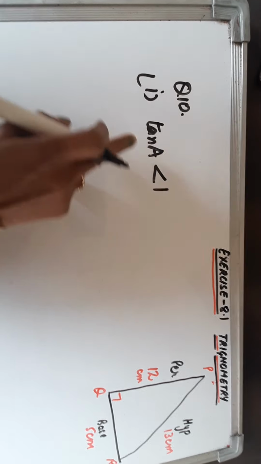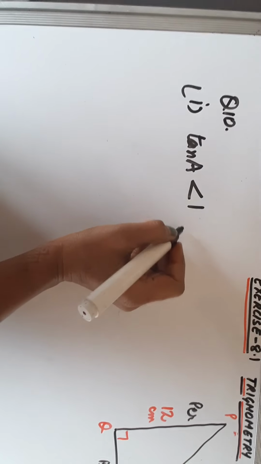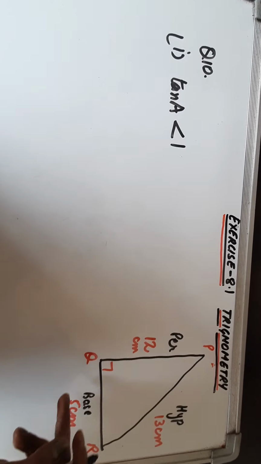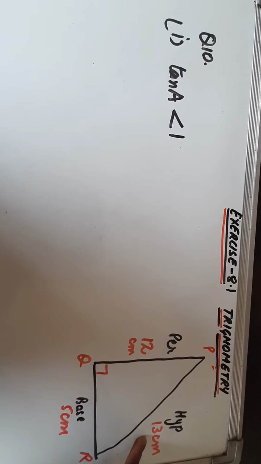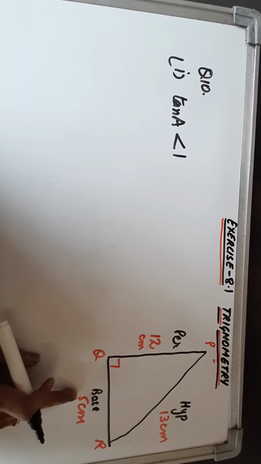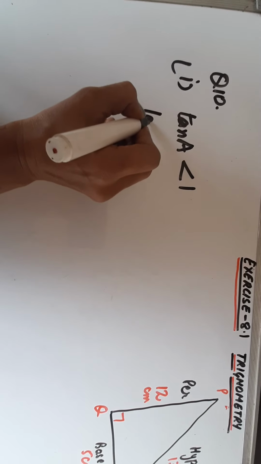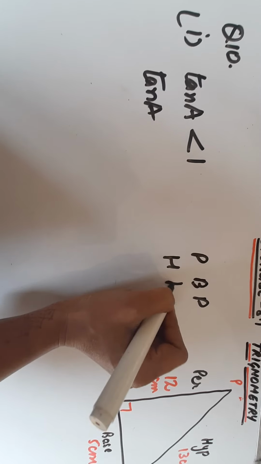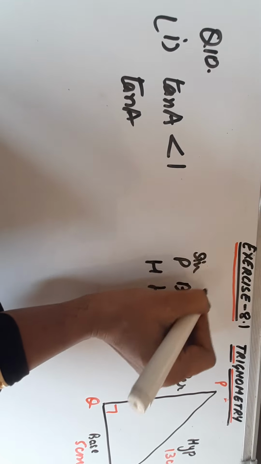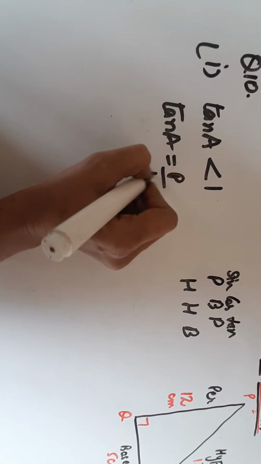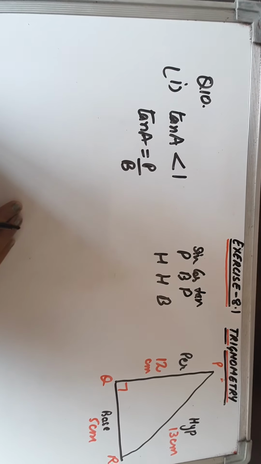Is that so? Does the value of tan always come out smaller than 1? So you will answer this question as true or false by taking an example. So I have taken an example of a right triangle whose hypotenuse is 13 centimeter, that is the longest side, and the other two sides are 12 centimeter and 5 centimeter. Because tan A, according to our rule, as you know, tan is perpendicular by base.